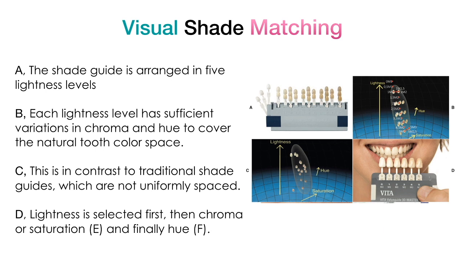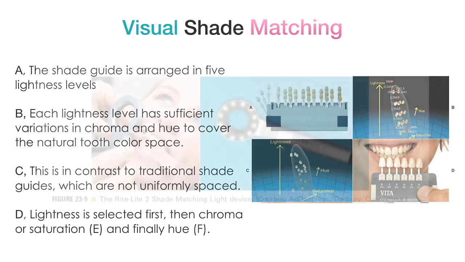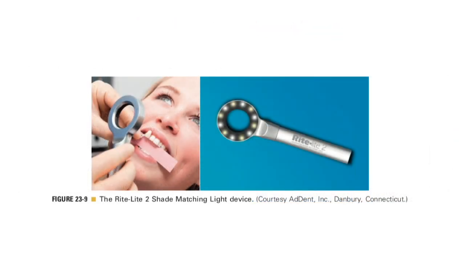Lightness is selected first, then chroma or saturation, and finally the hue. So when we are going to take the shade, we have to start with value, then chroma, after that hue. What does that mean? It means that when we are going to take the shade, you have to take the value first. Value means A1, A2, A3, A4, for example, and so on.